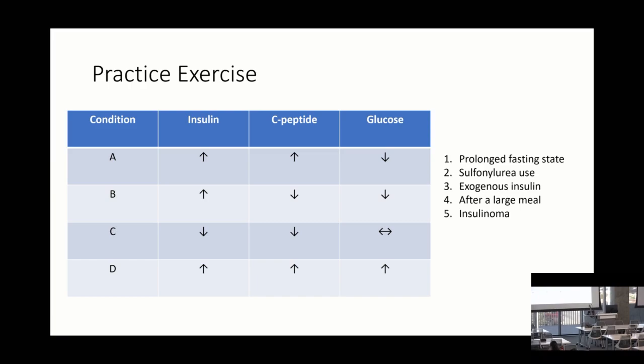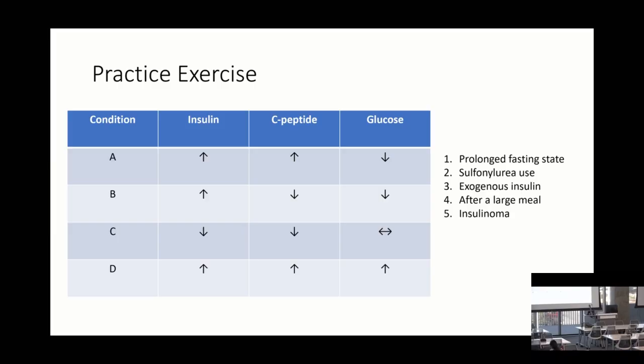How about sulfonylurea? Which condition could it be? Which of A, B, C, or D? I don't want to do table by table. What do you guys think? I heard A from here. A. Last call. A. Okay, so it's A. That's because you're making more insulin, you're making more C-peptide, and the glucose is low. Remember, I talked about the only two things that will give you hypoglycemia: insulin itself or sulfonylurea.